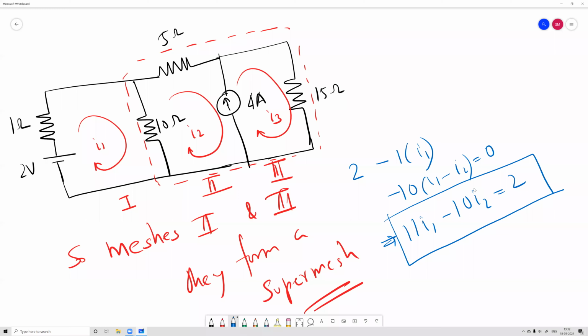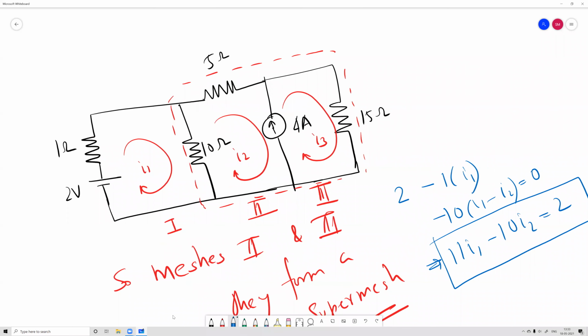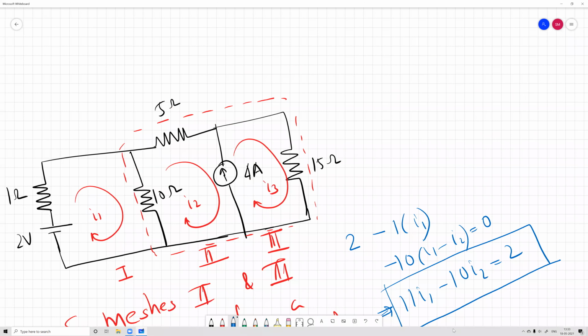Yes, sir. Second, instead of taking the equations for meshes 2 and 3 separately, since they form a supermesh, we can write an equation about the outer loop. So how will that look?